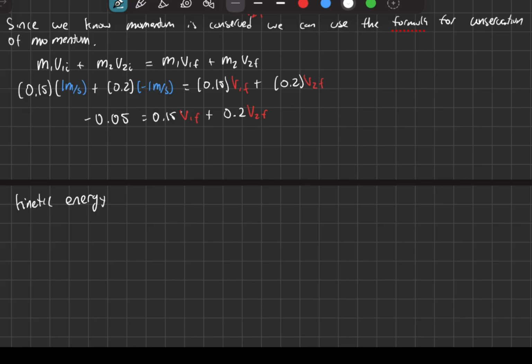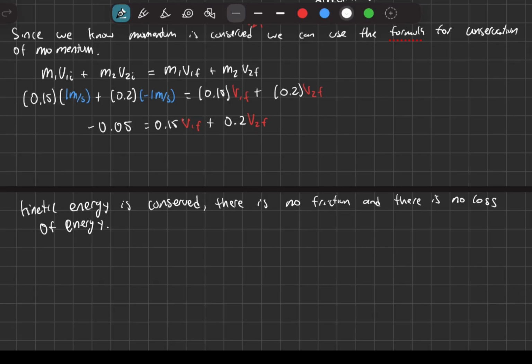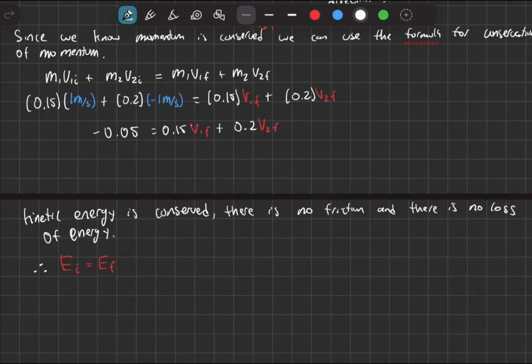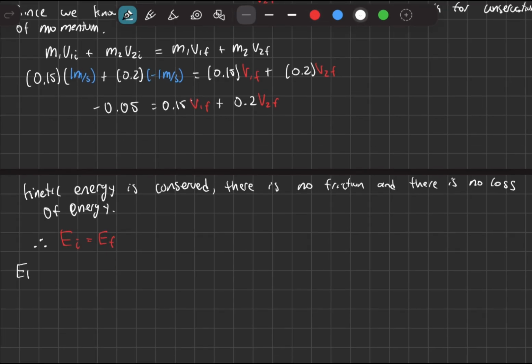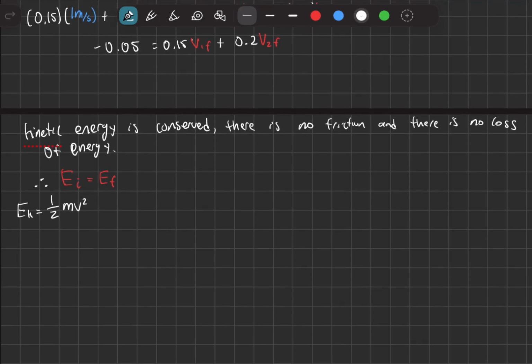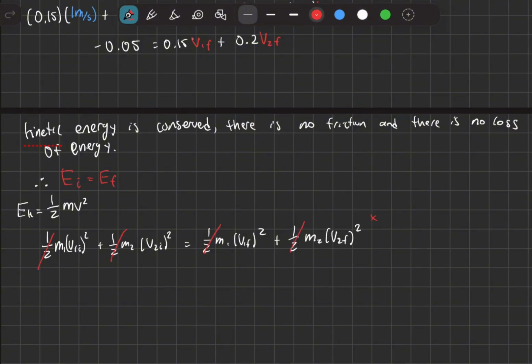And kinetic energy is conserved because there's no frictional forces acting on it, and the kinetic energy of the system prior to the collision and after the collision remain the same since the collision is elastic. That means that the initial energy is equal to the final energy. We can recall that the formula for kinetic energy is 1/2 mv squared, and we can now create a formula for the conservation of kinetic energy. We can now multiply the equation by 2 to cancel the 1/2's.